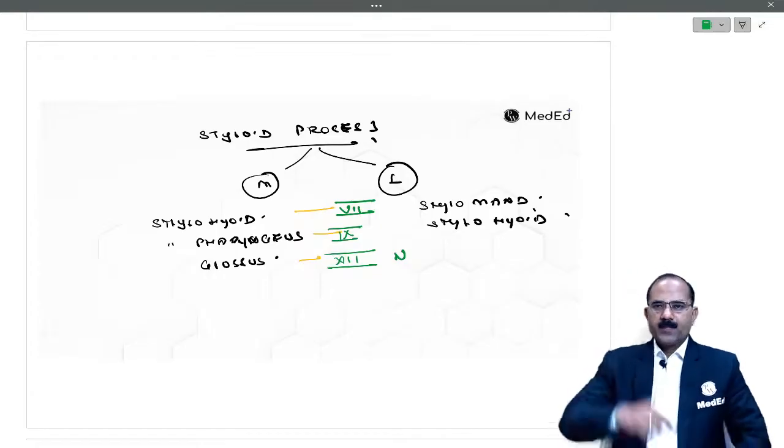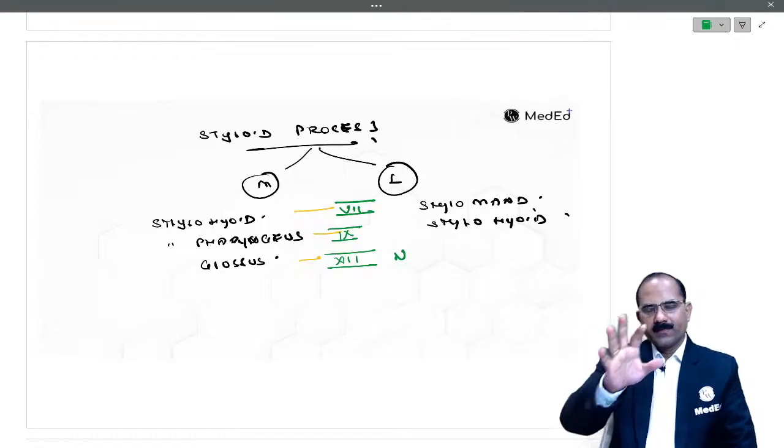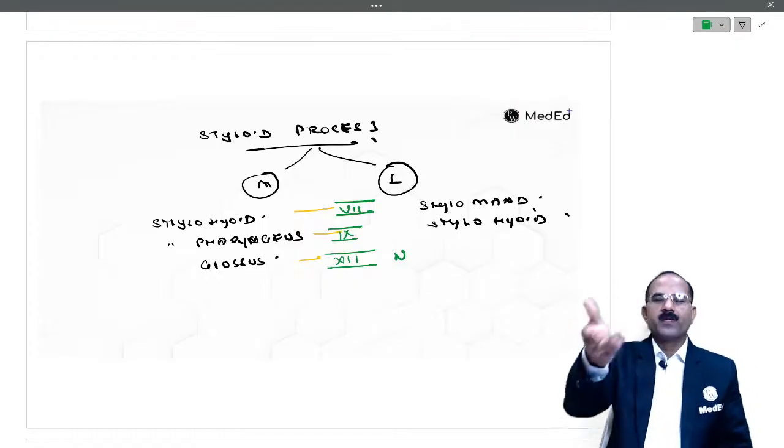For the other bones, just identify the side, and the examiner will point out what is to be told.